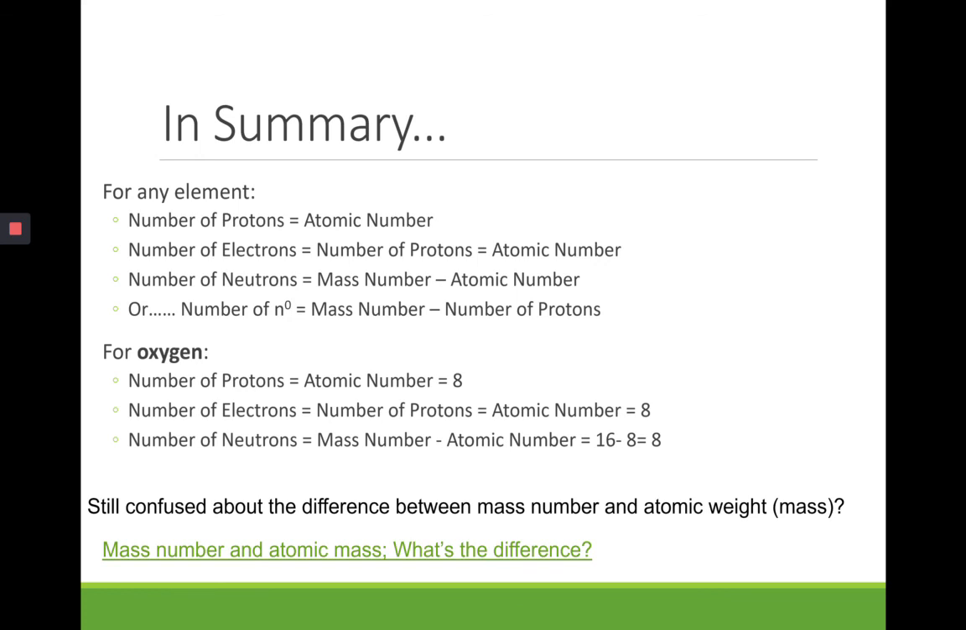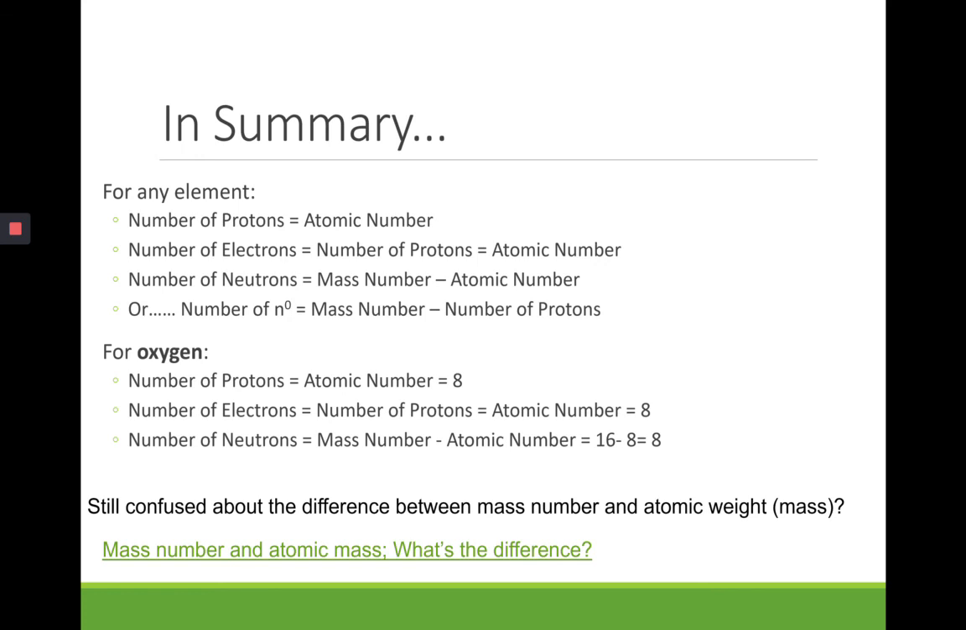And then if you were asked to find the number of neutrons in this atom, you could use the equation mass number minus atomic number, which is just number of protons, to find the number of neutrons, which is also 8. Because the mass number you were given was 16.